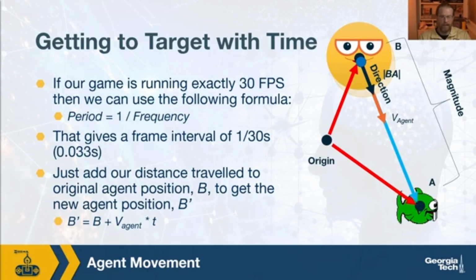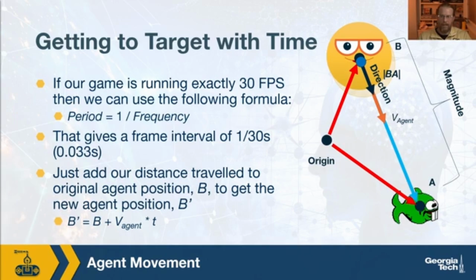And in that case, the new B position, so B prime, is equal to B plus the velocity of the agent that we calculated in the last couple slides. So that's V agent times t. So we add that to B, because it's a position relative to B, it's like B is a new origin, so we need to offset from there. That'll give us our new B value, and we will get our new position.